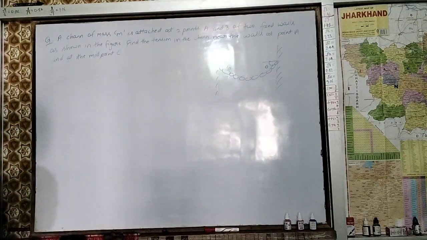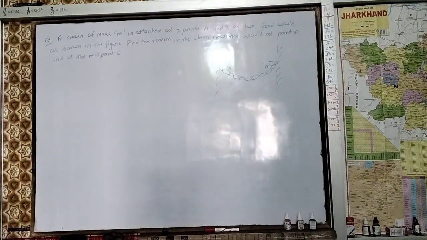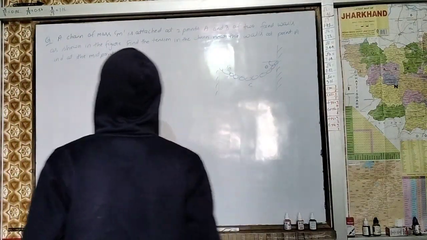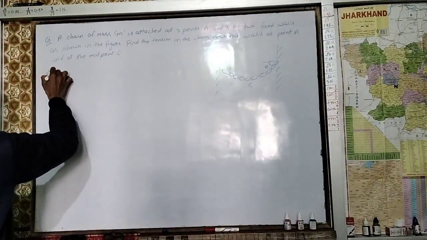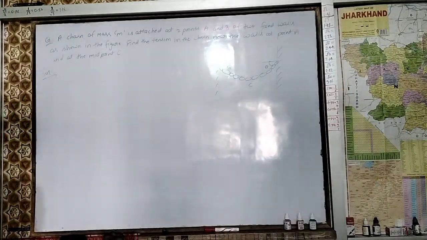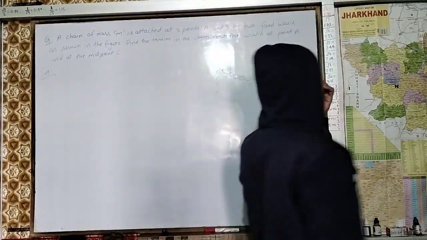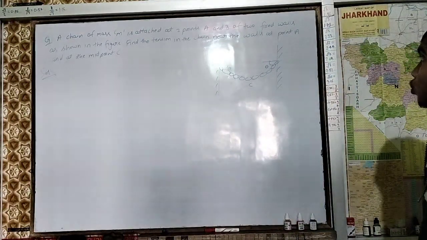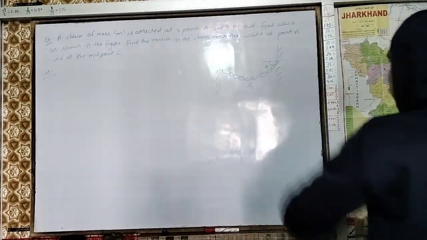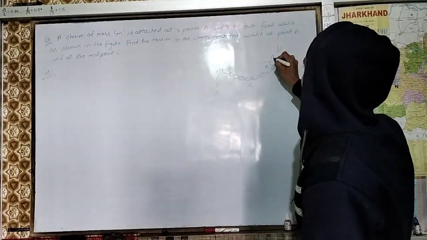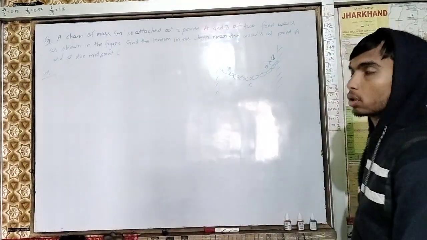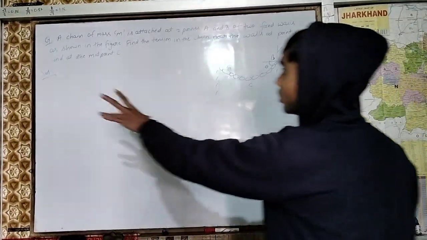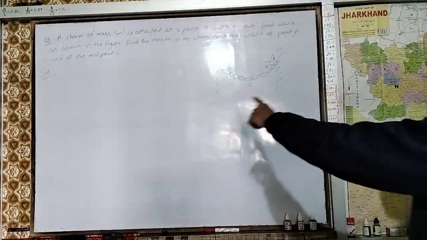This is our question. There is a chain. Midpoint is over here. This is midpoint. A chain of mass m. Mass of a chain is m. Is attached at 2 points. This one point, the second point, which is B. This chain is attached with 2 points of 2 fixed walls. As shown in the figure will be given by the question.